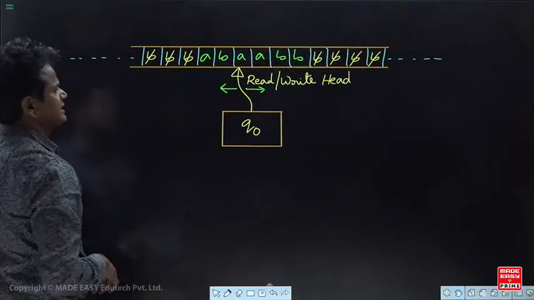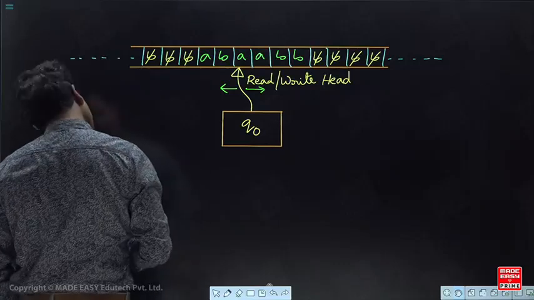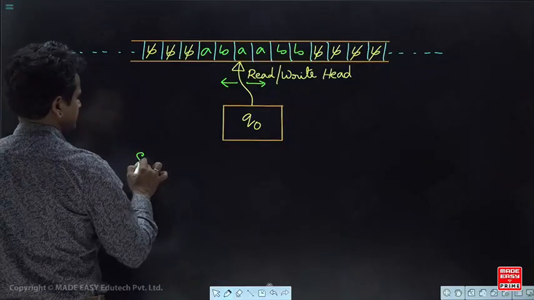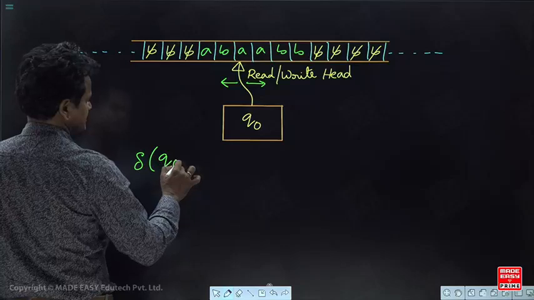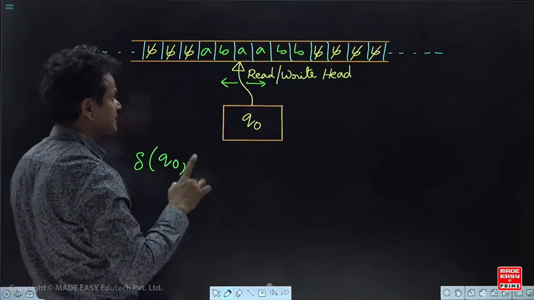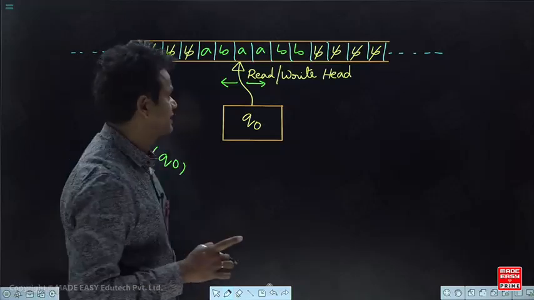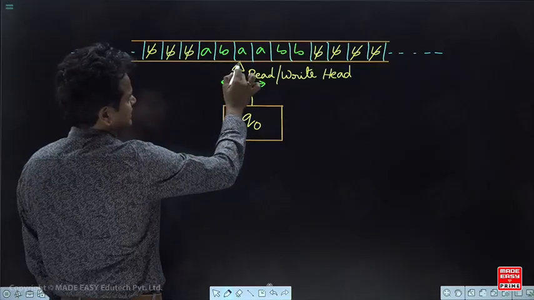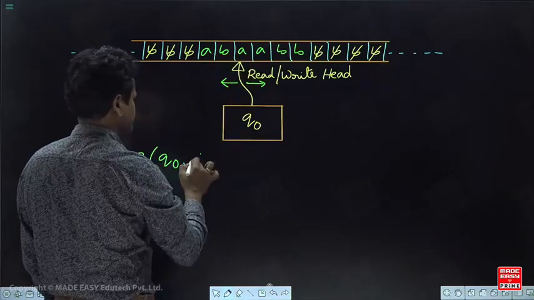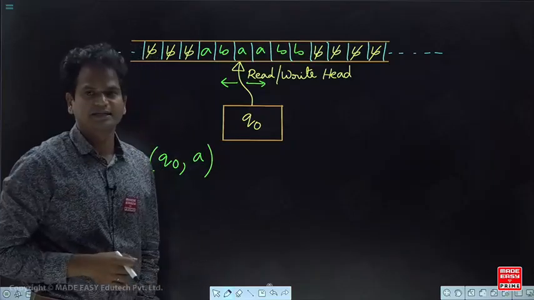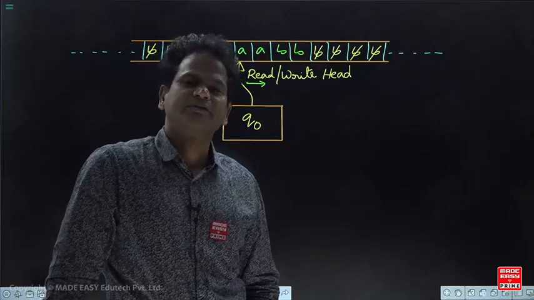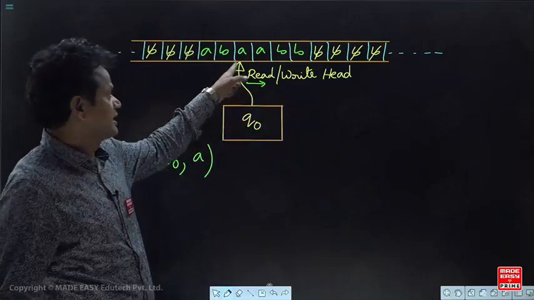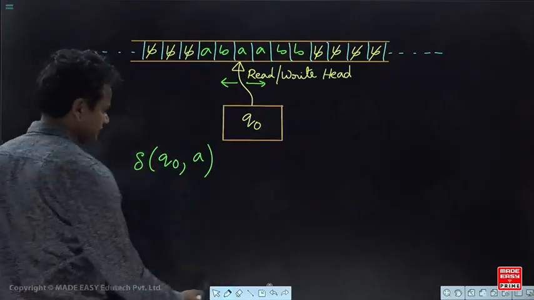Now in every transition, the Turing machine takes the present state and the present symbol in the cell from the tape under the read or write head. Wherever the head is indicating, in that cell, whatever symbol is there, that symbol will be taken to give the following.